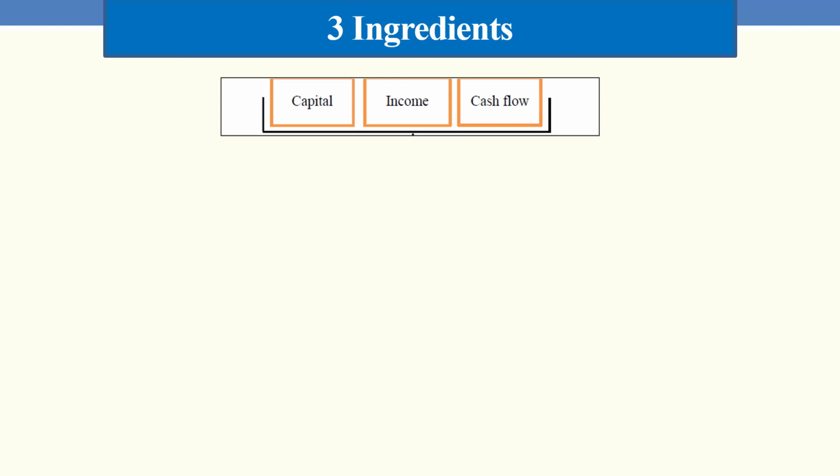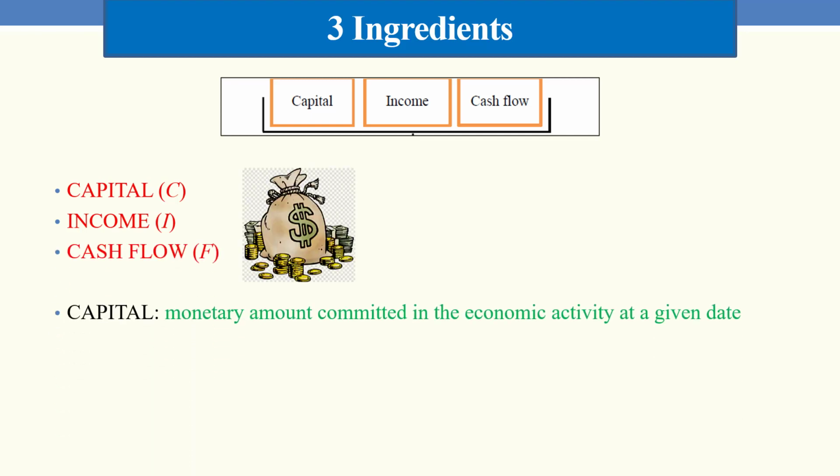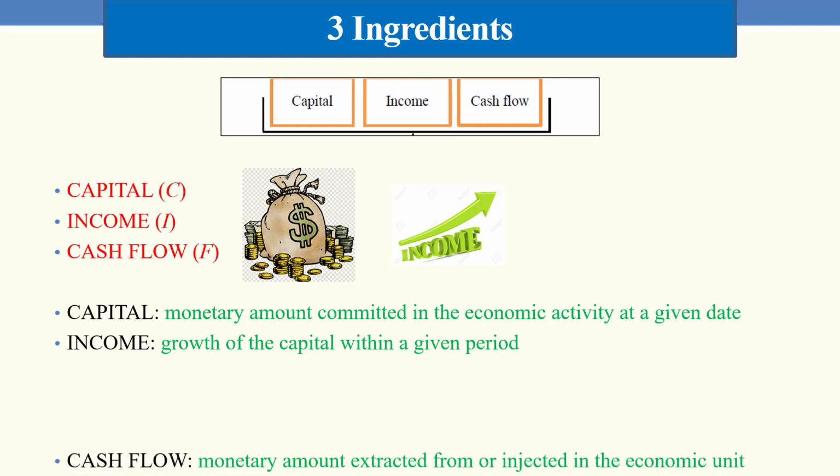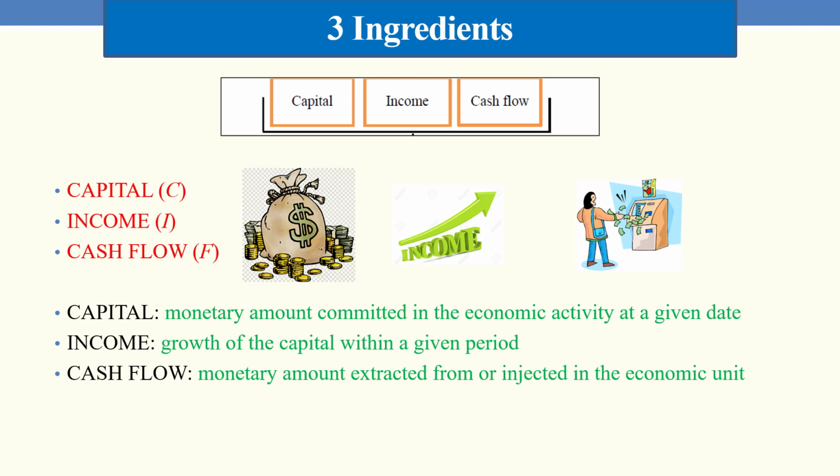The three ingredients are capital, income, and cash flow. Capital is a monetary amount committed in the economic activity at a given date. Income is the growth of the capital within a given period. Cash flow is a monetary amount extracted from or injected in the economic unit.